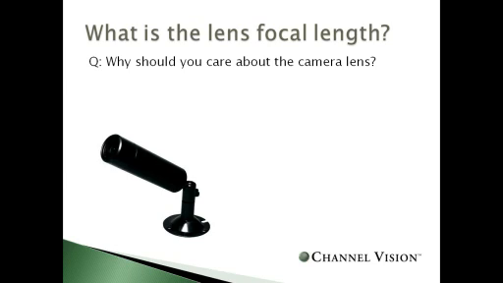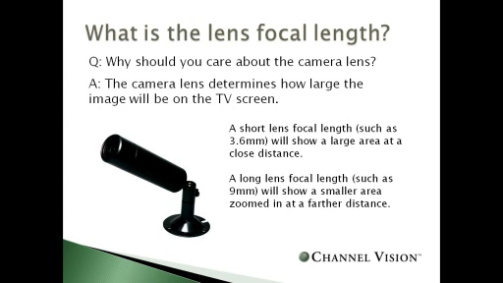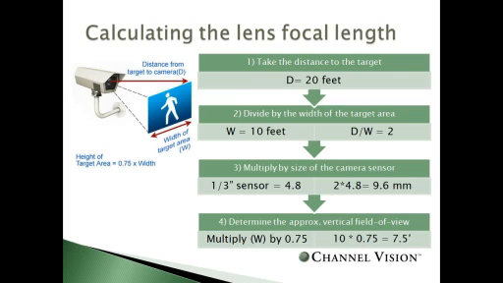Another factor you may have to consider is the focal length of your lens. So why should you care about this? Well, the camera lens determines how large the image will be on your TV screen. An example of a short focal length, such as 3.6, which is standard in many cameras, will show a larger area at a closer distance, whereas a long focal length, such as 9mm or a telephoto, will show a smaller area, zoomed in further away.